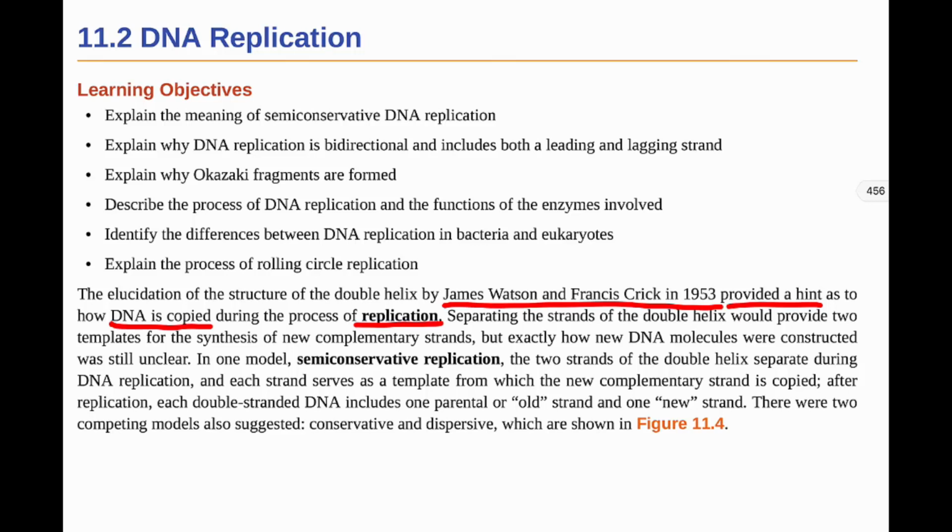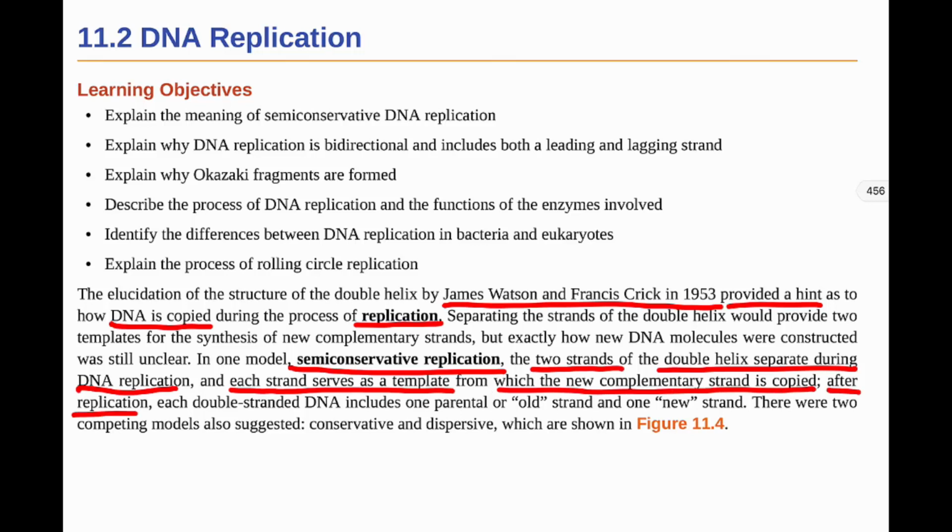And then since they went through these various experiments to try to figure out which one it was, they came upon this one model, the semi-conservative replication, which is where 2 strands of the double helix separate during DNA replication, and then each strand serves as a template from which the new complementary strand is copied. And then after replication, each double-stranded DNA includes 1 parental strand, also known as an old strand, so of the original piece, and then 1 new strand. So then there were these other models, as I mentioned, which were the conservative and dispersive.